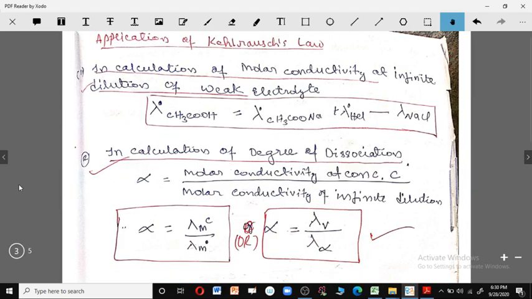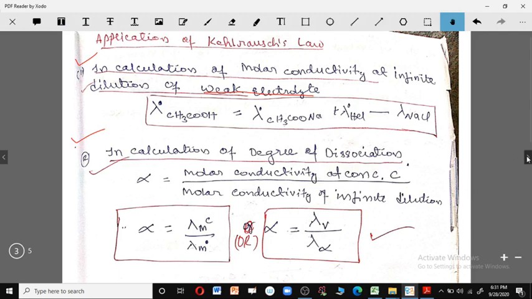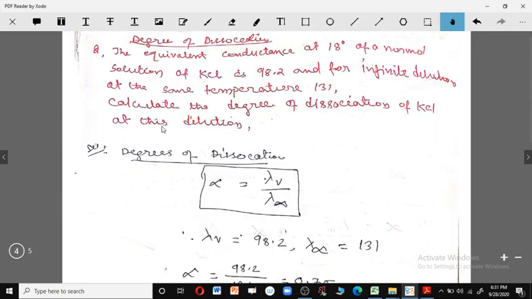And the applications of Kohlrausch law are also very important. Kohlrausch law helps in calculation of molar conductivity at infinite dilution of weak electrolytes. It can also be used in calculation of the degree of dissociation of any of the compounds.